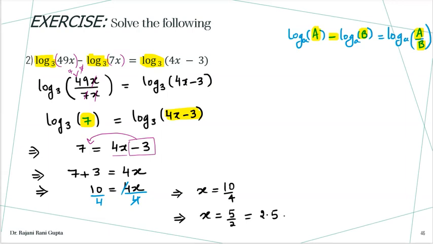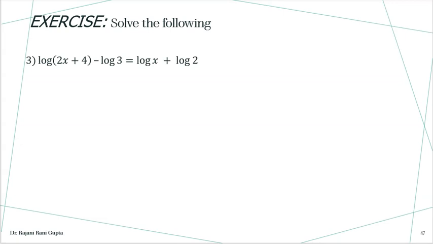Let's move to another question where you have to use both the rules, rule 1 and 2 together. So what you can see on the left hand side, we have log of 2x plus 4 minus log of 3. So as I mentioned, when it is mentioned log only, it's understood that it is log to the base 10. Okay. So here you will be using the rule of a over b because of minus. And here you have log of x plus log of 2. So here you will be using the rule of log of a multiply b.